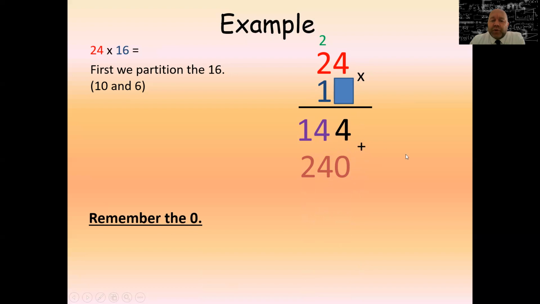Okay, so we've done those two stages of the question. And then finally, we just need to add them together. 4 plus 0 is 4, 4 plus 4 is 8, 1 plus 2 is 3. So 24 multiplied by 16 is 384. And we've done that by partitioning, by splitting up this bottom number and treating it as two separate calculations, 6 times 24 and 10 times 24, and then adding the two answers together. Hopefully that makes sense. Let's look at a slightly bigger question.